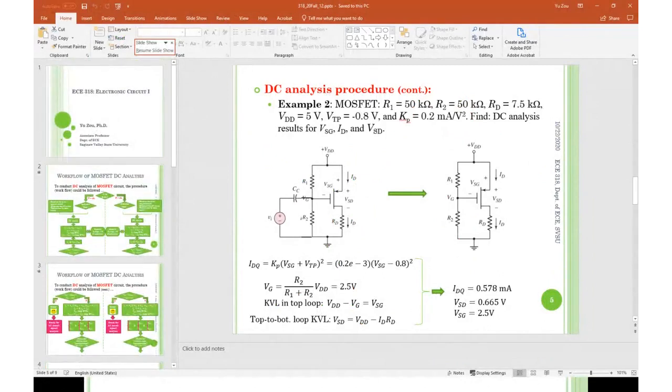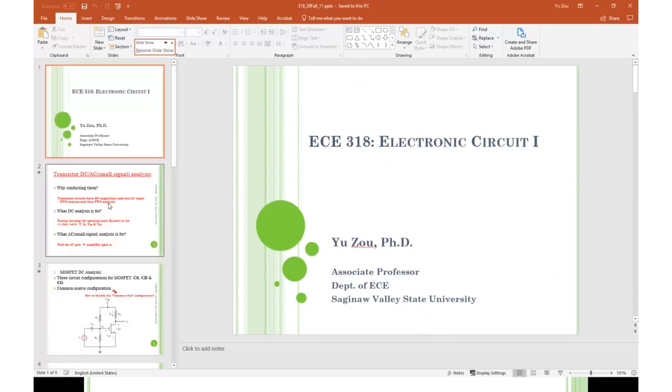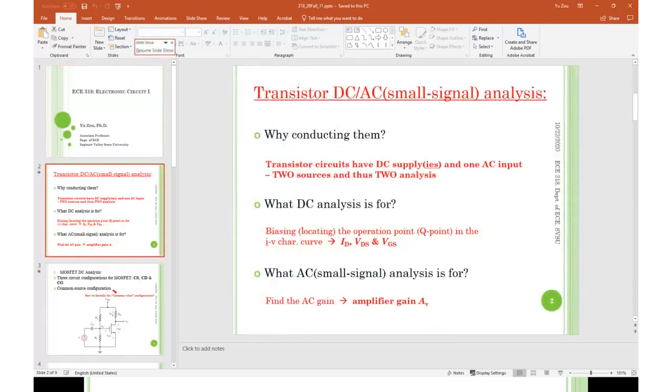I show you the PowerPoint slides where I emphasize this concept. Remember? DC analysis is trying to locate your Q point. Make sure it is inside of the saturation region. Without this, it's not even guaranteed to be in the saturation region. It won't work as an amplifier. So all of these concepts are either confirmed or somehow related throughout the entire course.